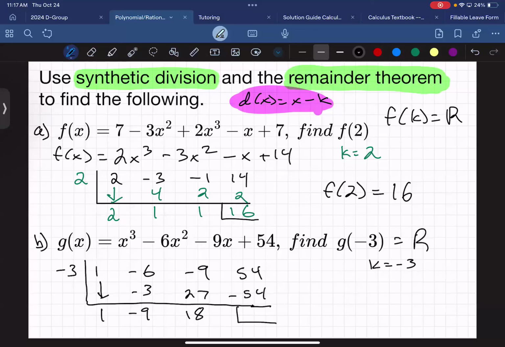It's a little bit different this time, right? Are we always going to get a remainder of 0? No, more often than not, we're not going to get a remainder of 0, but I just did this and look at that. We get a remainder of 0.